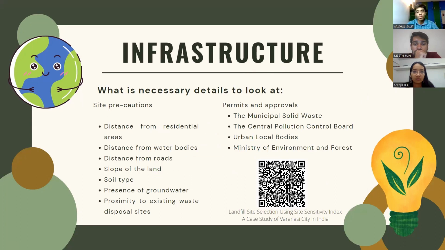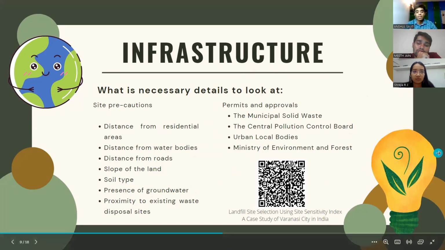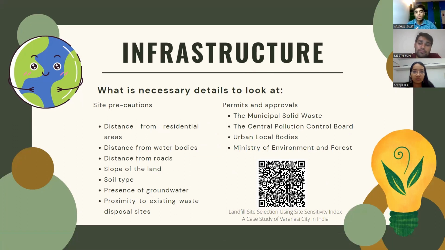Okay, now these are the site precautions that are required. We need to have a proper distance from residential areas, distance from water bodies, distance from roads, and we also have to analyze the slope of land. Now, what is the soil type, and how is it going to affect the soil later on in life. And then the presence of groundwater: the site should not corrupt the groundwater present and enrich it with harmful substances that could later on harm ourselves while recycling the water. Then proximity to existing waste disposal sites should also be near.